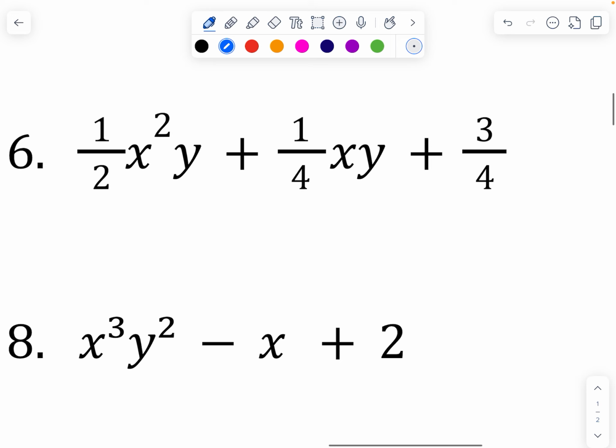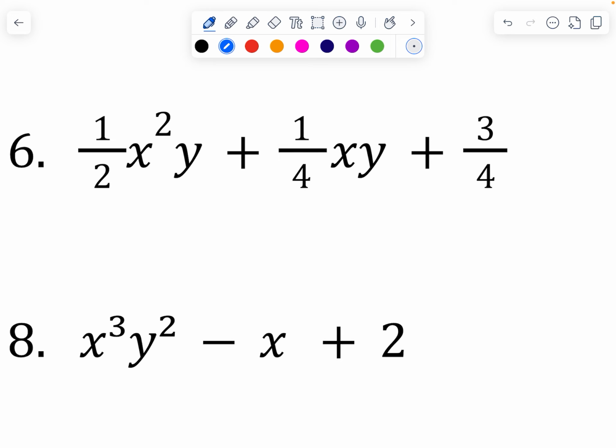Number 6, we have 1/2 x squared y plus 1/4 xy plus 3/4. So my degree here of x squared y is 3. My degree of xy is 2. My degree of 3/4 is just going to be 0. So again, I just take the largest degree, so our degree is going to be 3.